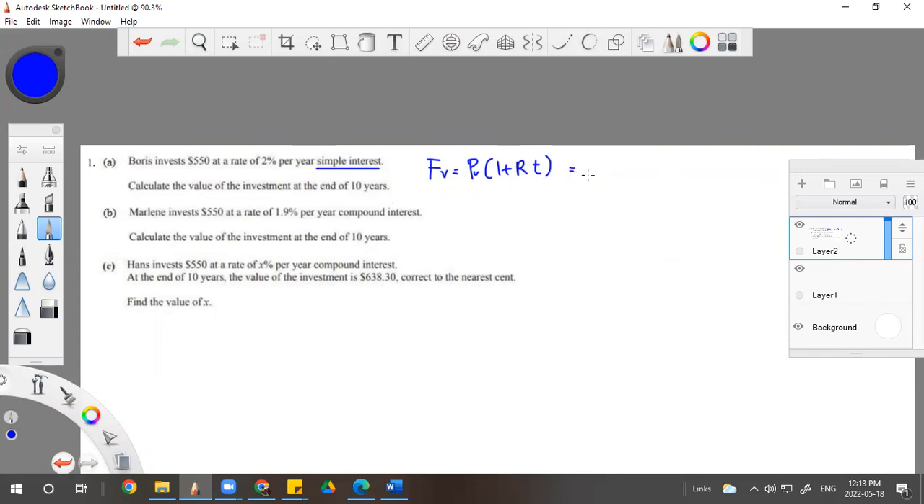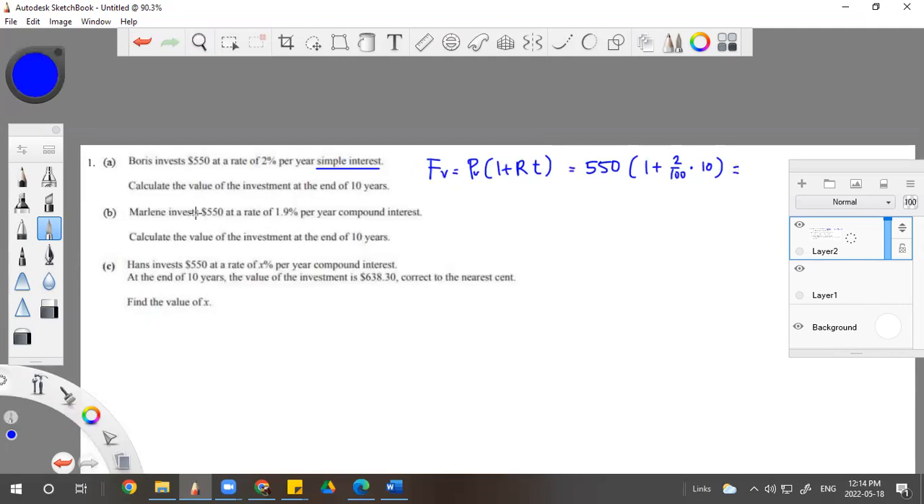Okay, it's very simple. So 550 times (1 + 2/100 times the time taken). Make sure you put the 100. 10 years. You do it yourself. I don't want to solve it one by one, wasting time, right?